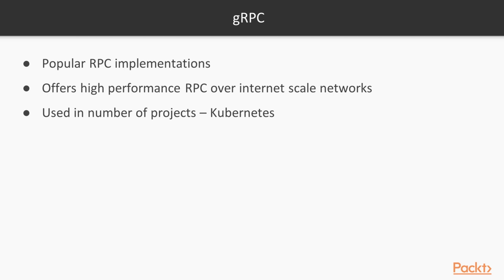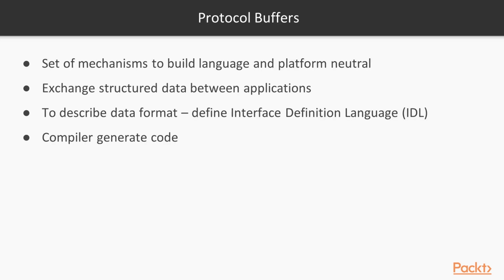One of the most popular RPC implementations is gRPC, which was initially introduced by Google and later moved to an open source model. gRPC offers high performance RPC over internet scale networks and is widely used in a number of projects, including Kubernetes. Before digging deeper into gRPC, let's look at protocol buffers, a related tool.